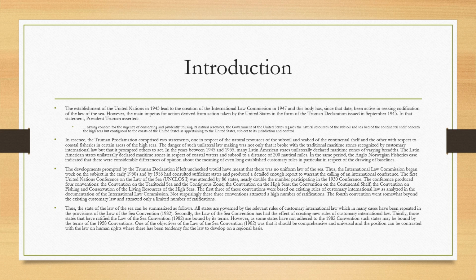In essence, the Truman Proclamation comprised two statements, one in respect of the natural resources of the subsoil and seabed of the continental shelf and the other with respect to coastal fisheries in certain areas of the high seas. The danger of such unilateral lawmaking was not only that it broke with the traditional maritime zones recognized by customary international law but that it prompted others to act.